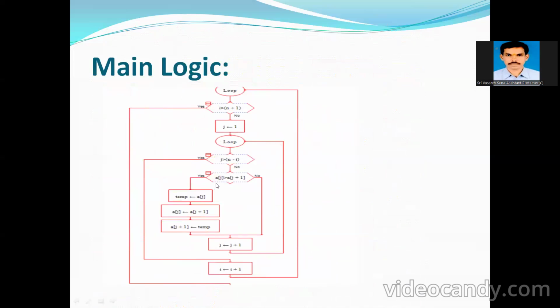So the main logic here is, we are using an outer loop and an inner loop. In this inner loop, I'm comparing a of j with a of j plus 1, adjacent elements. If a of j is greater than a of j plus 1, if it is unordered, then we need to go for the swap. Swap is temp is equal to a of j, a of j is equal to a of j plus 1, a of j plus 1 is equal to temp. So by using this simple swap logic, I'm swapping the two adjacent elements which are unordered. So this is the inner for loop, this is the outer for loop is incremented.